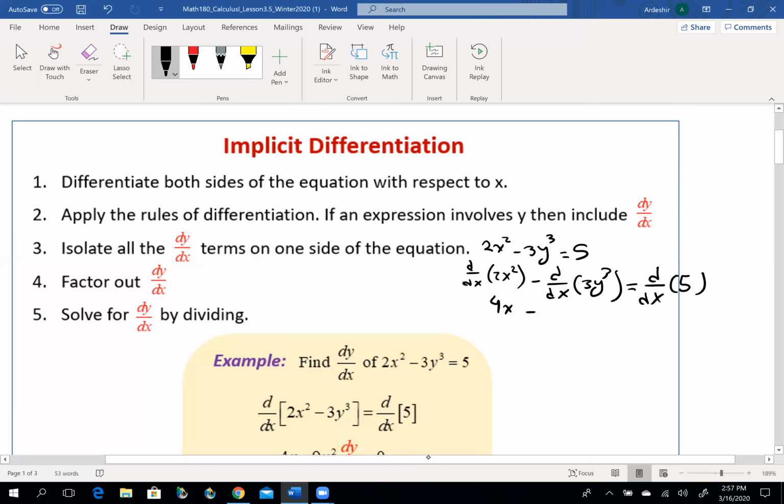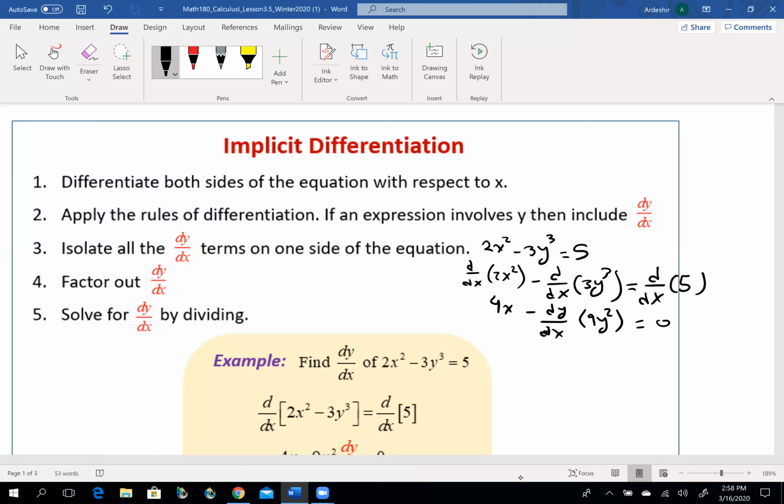The derivative with respect to x of 2x squared is going to be 4x minus, okay guys, now this is again the chain rule: derivative of mother and then derivative of baby. Since this is a y function, it's going to be the derivative of y with respect to x, dy/dx, and then we take the derivative of baby, that is going to be 9y squared. Equal to, and the derivative with respect to x of 5 is a constant, so it's going to be 0.